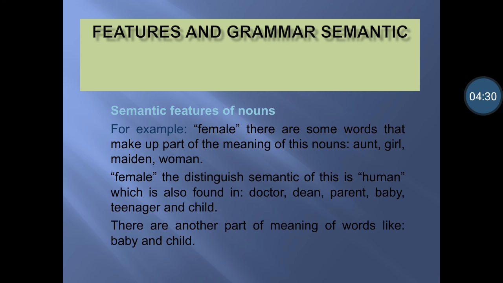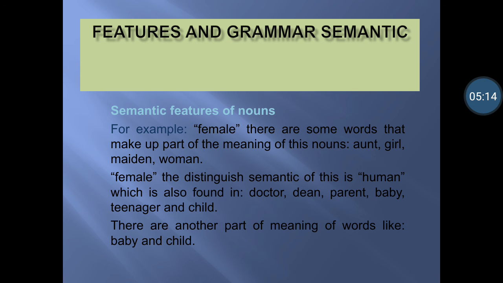Features and grammar semantics. Semantic features are related with morphology and syntax that are shown in nouns and verbs. Let's see semantic features of nouns. For example, female. There are some words that make up the meaning of this noun, like aunt, girl, maiden, woman. Female, the distinguishing semantic feature of this is human, which is also found in doctor, dean, parents, baby, teenager, and child. There is another pair of words like baby and child. It means that they are young.